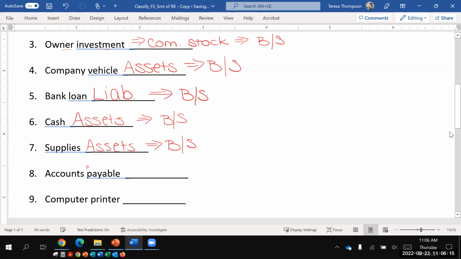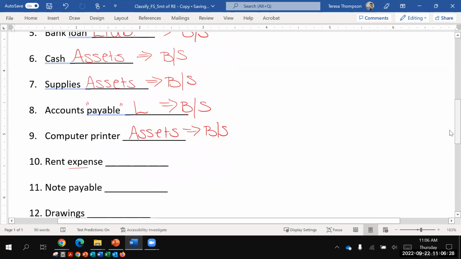Accounts payable, anytime you hear payable, that's a liability. Liabilities are on the balance sheet. Computer printer, that's an asset. All assets, balance sheet. Expense, expenses show up on the income statement. There's that payable again, that's a liability. Liabilities are on the balance sheet.